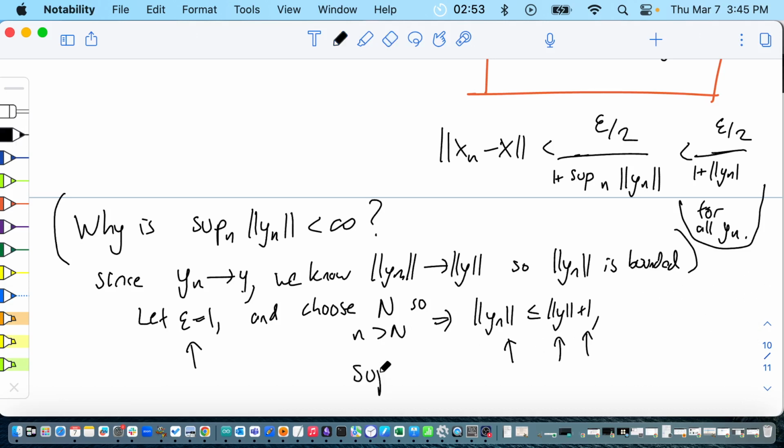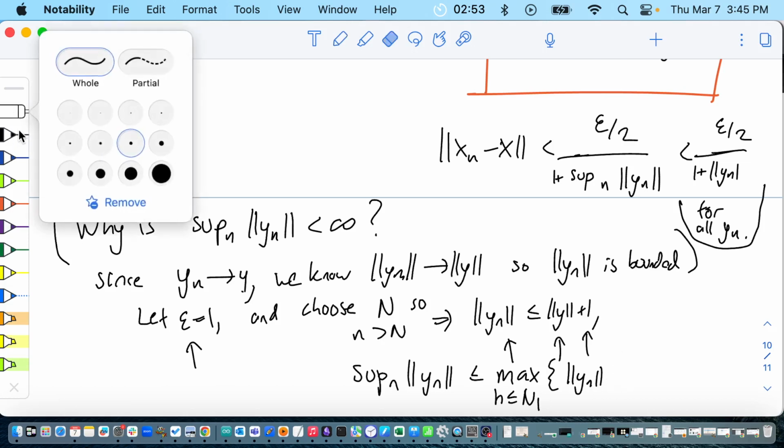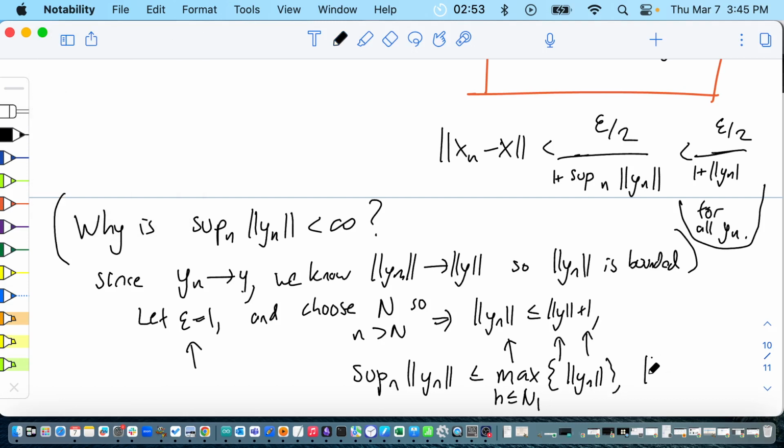The sup over n of the norm of yn is less than the maximum of the first capital N, let's say n less than or equal to n1, of yn. Okay, here, let's do it this way. You do the maximum of the first few, and then you do norm of y plus 1, and you take the maximum of everything. Okay, let's do it that way.